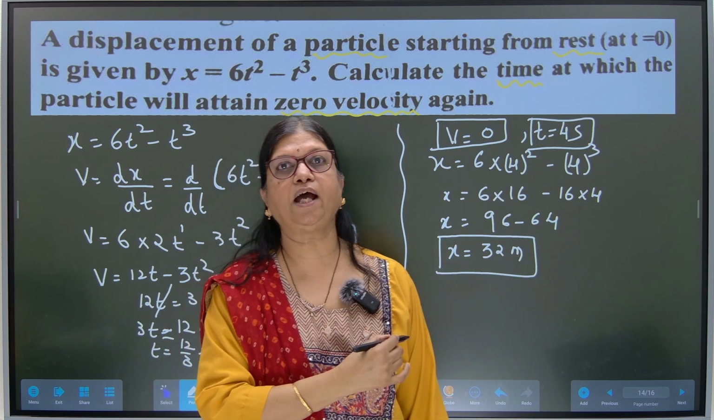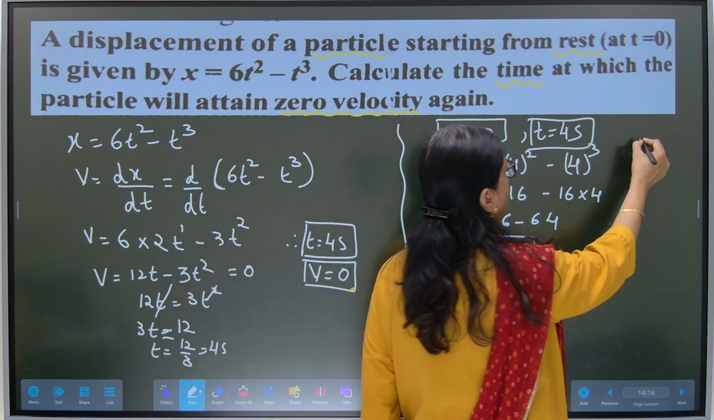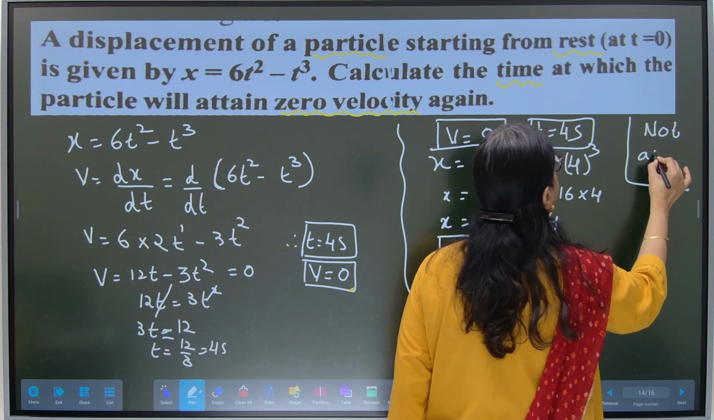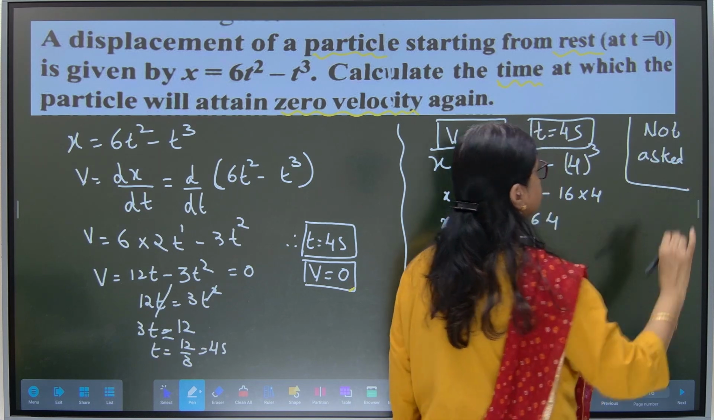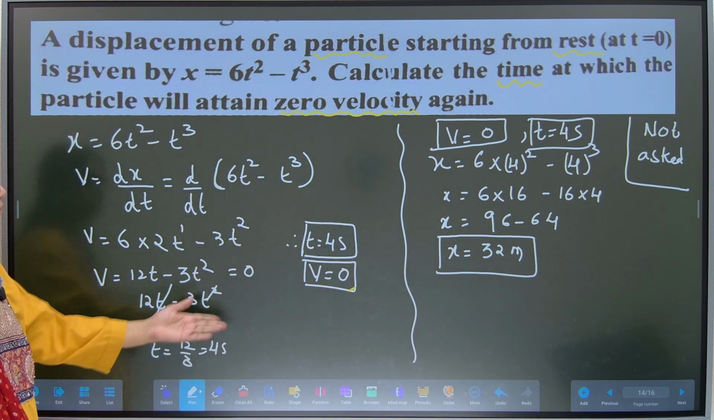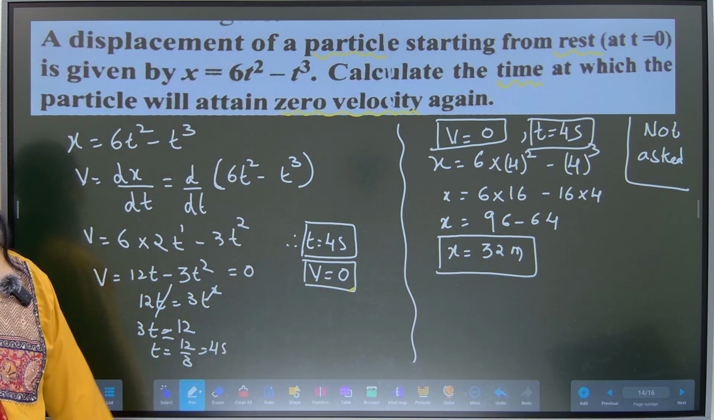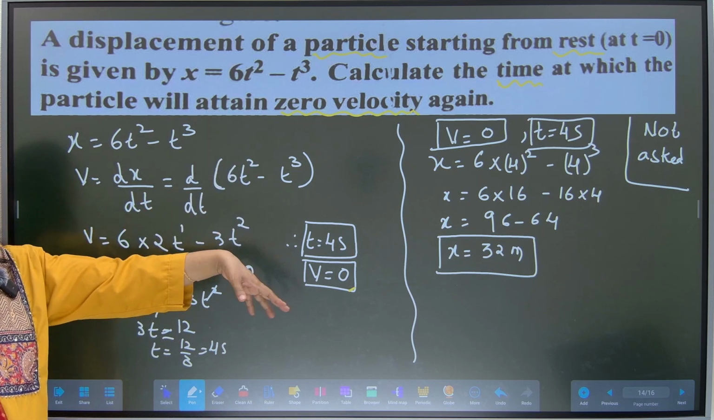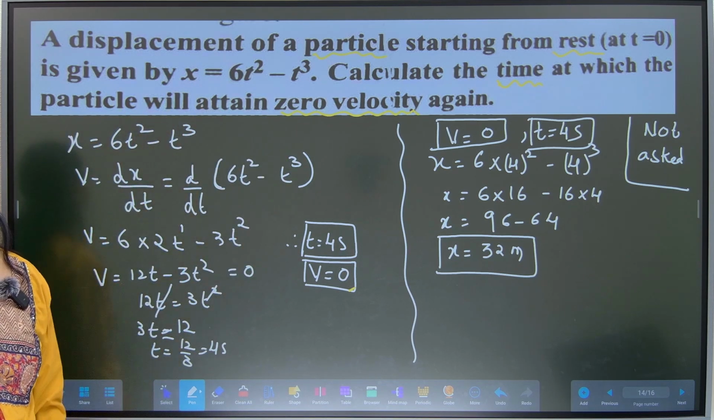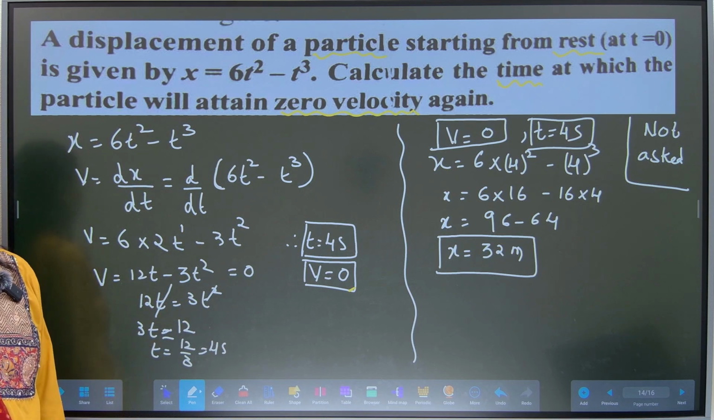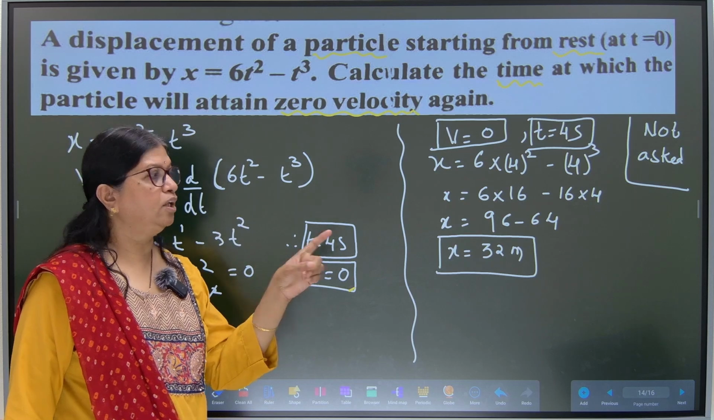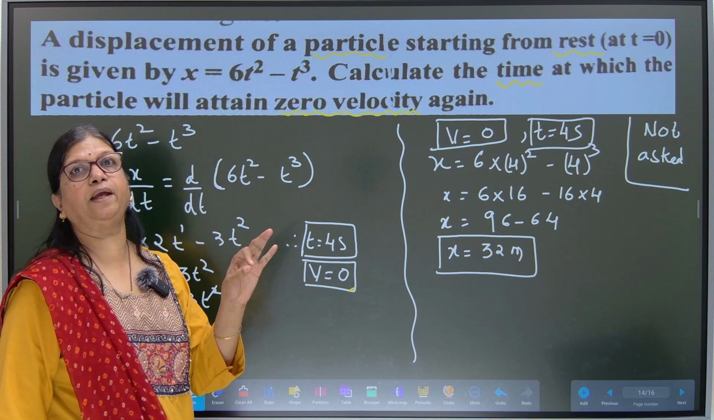This question is not asked here, but they may ask. Only this much was asked. Your answer is over here. But in the board exam or in the regular exam or in the entrance, that may be asked. You should be able to find out. Fine. So with this much knowledge of differentiation, you can reach the answer. That's what I mean to say.